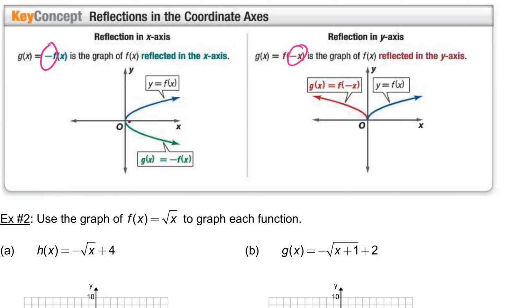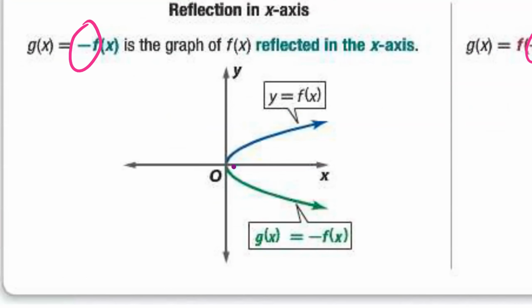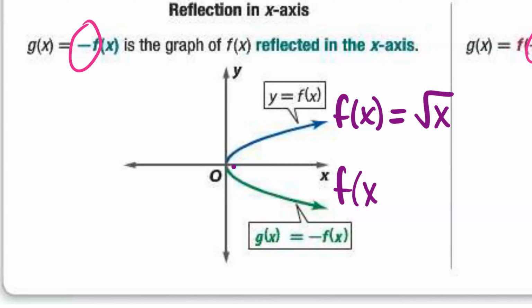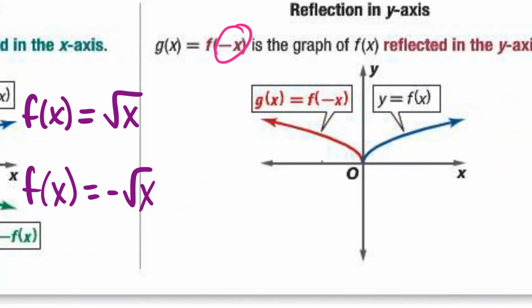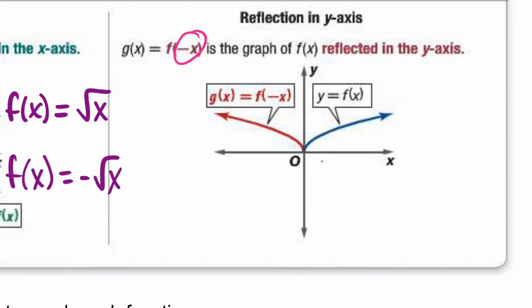Okay, let's start on the left side. f of x equals negative f of x is the graph reflecting in the x-axis. So for instance, this top one is f of x equals square root x. If I put a negative in front of my function, this is f of x equals negative root x. Literally, you're just multiplying every single term by negative 1, and it reflects it across the x-axis, because what used to be a positive y is now going to be a negative y.